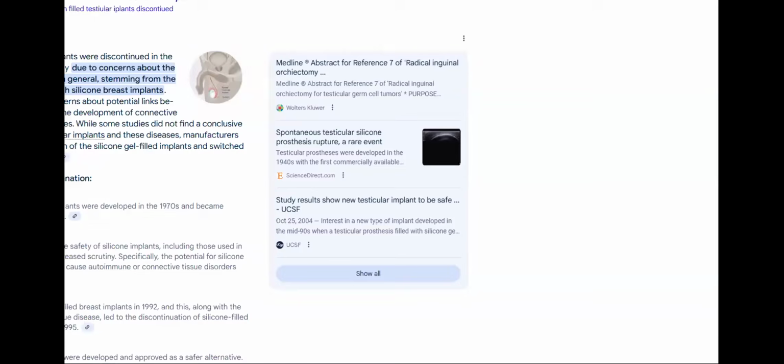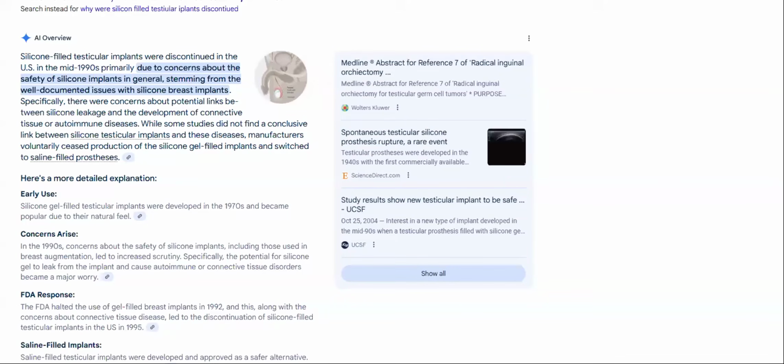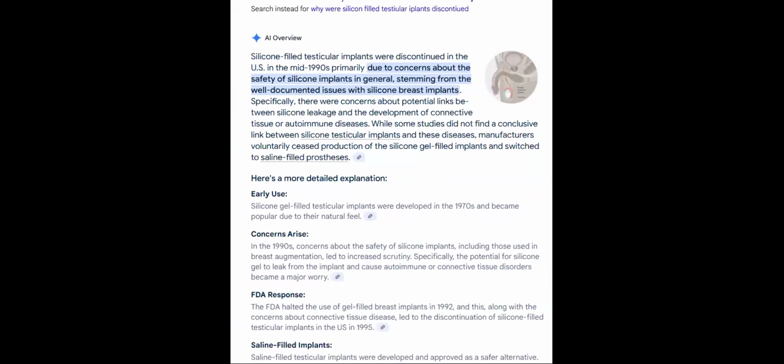I found why we don't use silicone. Can I share that? Sure. Silicone is not used because of the risk of development of connective tissue or autoimmune diseases. Yeah, autoimmune. I remember this now.